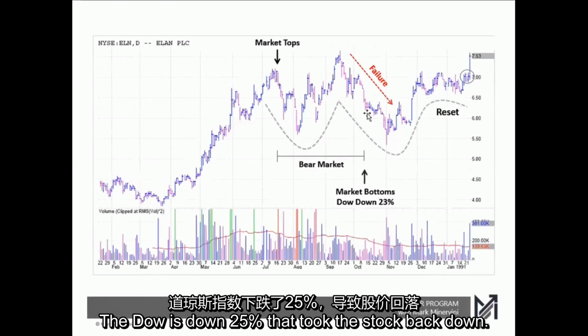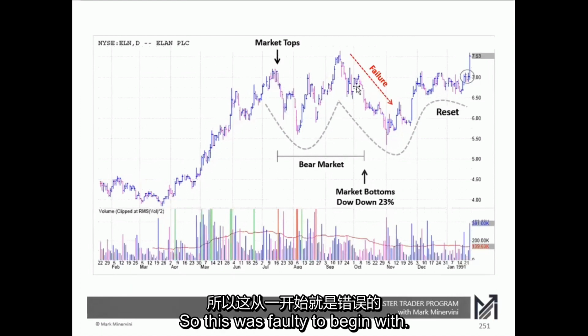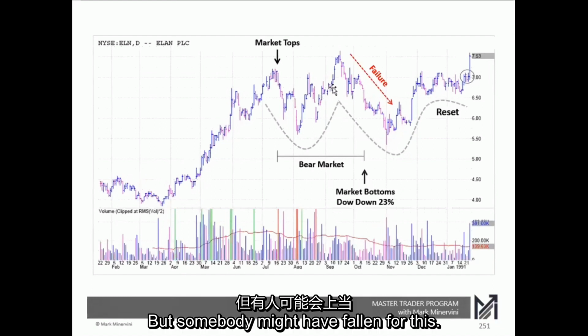The Dow was down 25%. So that took the stock back down, and that made this base fail, which was a pretty crappy looking base to begin with. So this was faulty to begin with. But somebody might have fallen for this.